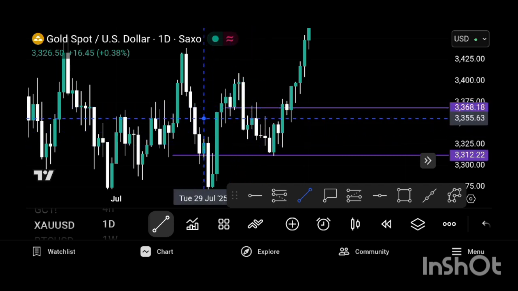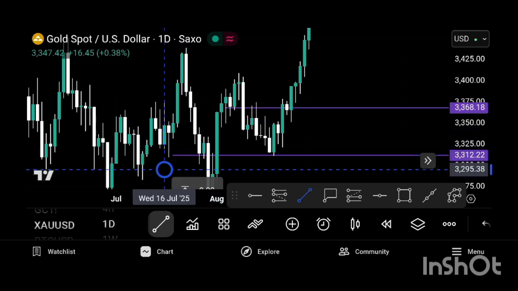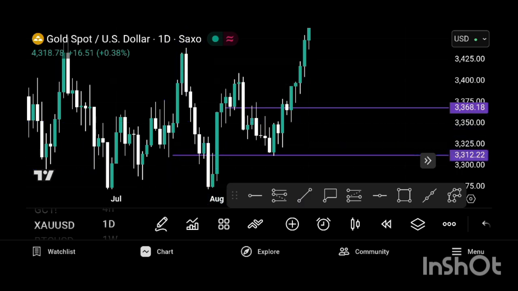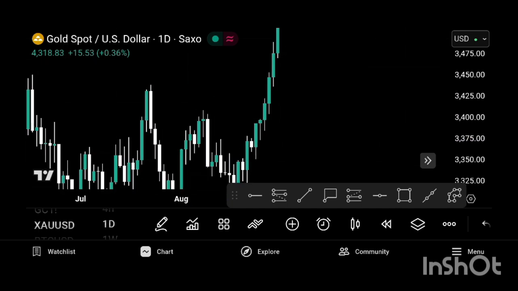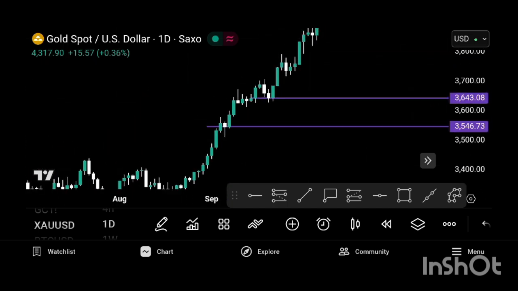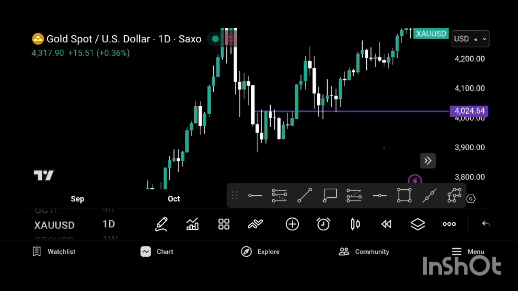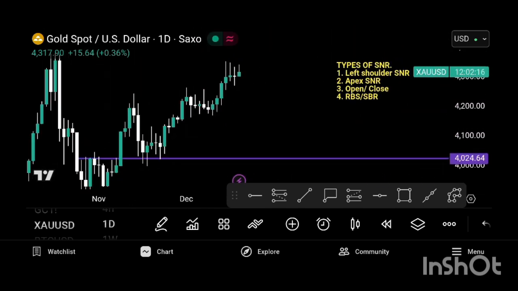Conclusively, these are the types of support and resistance that we have in the market, and you should learn how to identify them on monthly, weekly, and daily time frames so that you'll be able to determine market direction from time to time.